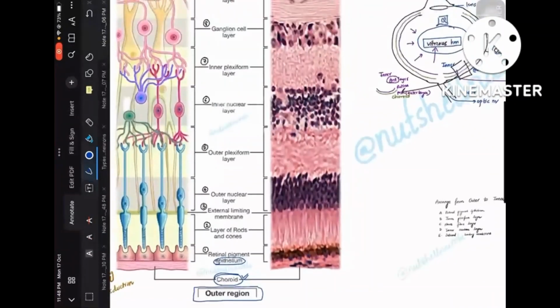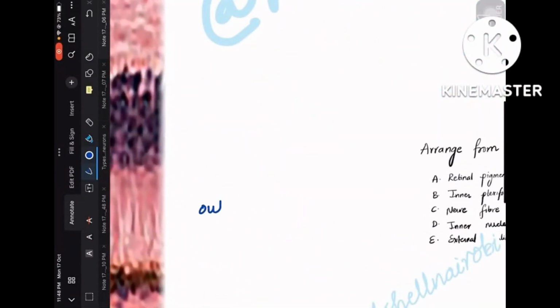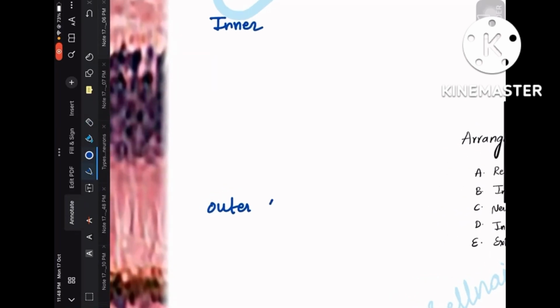So let me number these for you from the outer to the inner zones. So look at this guys, from outer to inner zones. So yeah, from outer to inner you have 10 layers, right? So the first layer is epithelial layer because epithelium is the outermost layer or outermost covering of any organ. So epithelium is the first layer, and the second layer has two, that is cones and rods. So the layer of rods and cones.